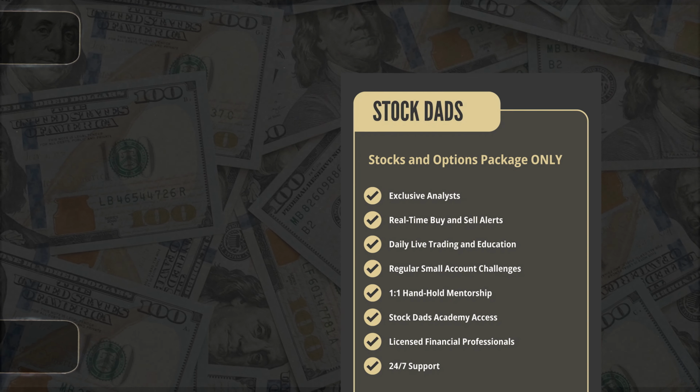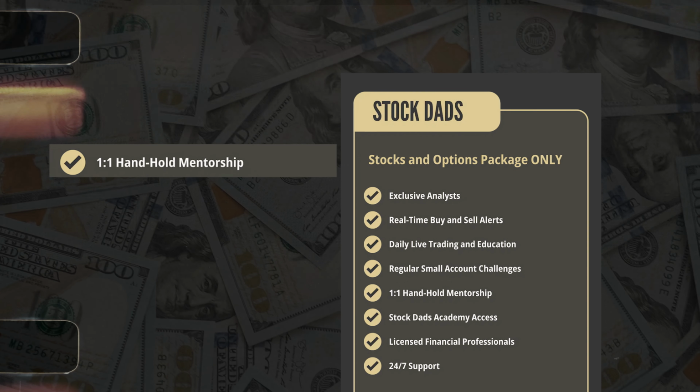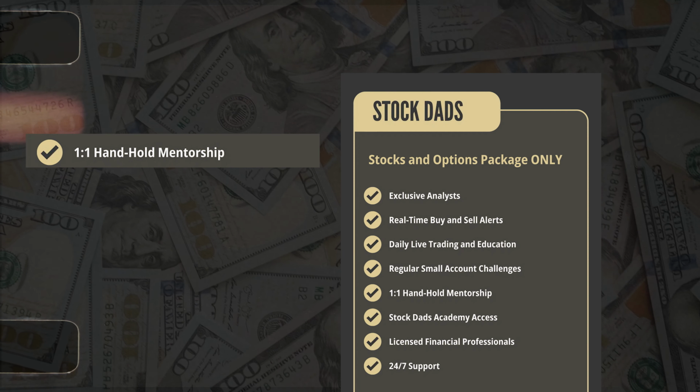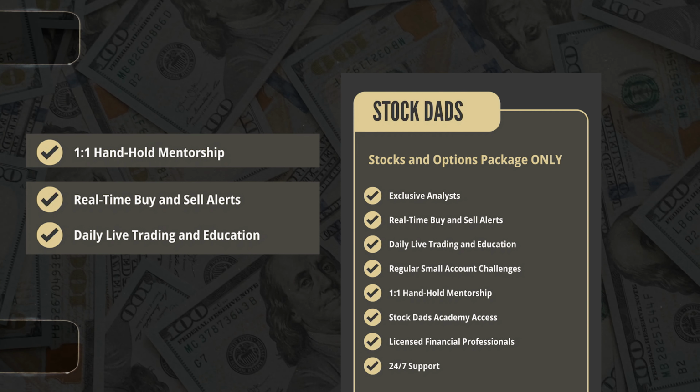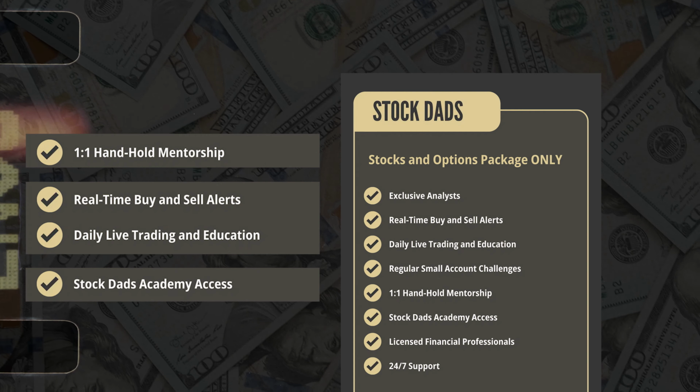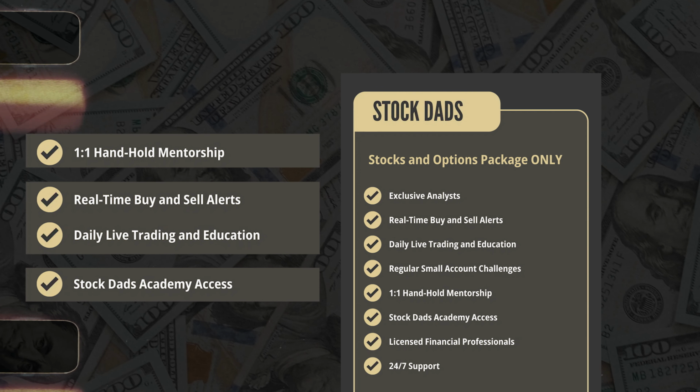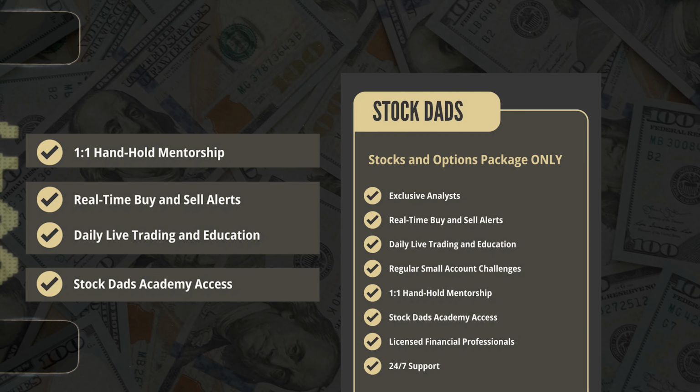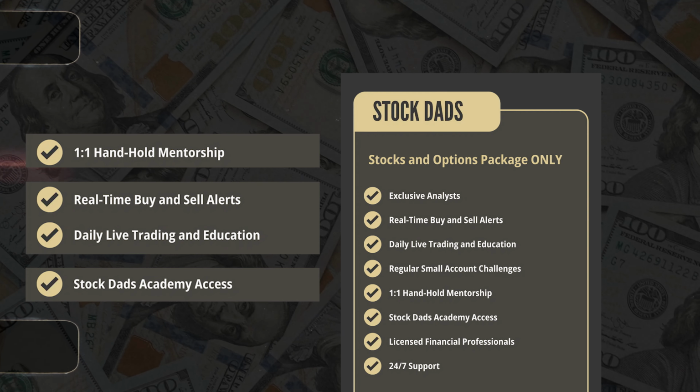First, we're going to go over the different packages for our Discord group, and you can see exactly what you will get out of each package. Stock Dads, the stocks and options package. You'll get exclusive access to a personal mentor, daily live trading and real-time alerts for stocks, options, and futures, and you'll have access to our Stock Dads Academy and Roadmap system. Sports betting and crypto are not included.